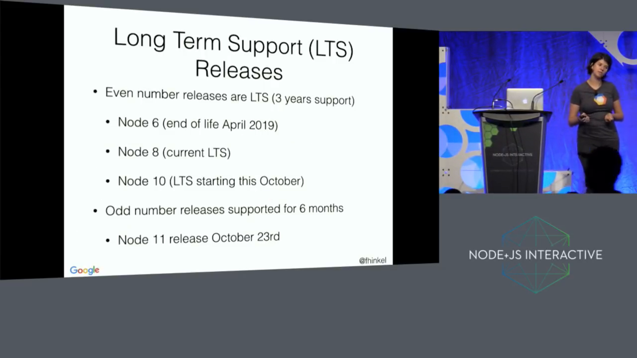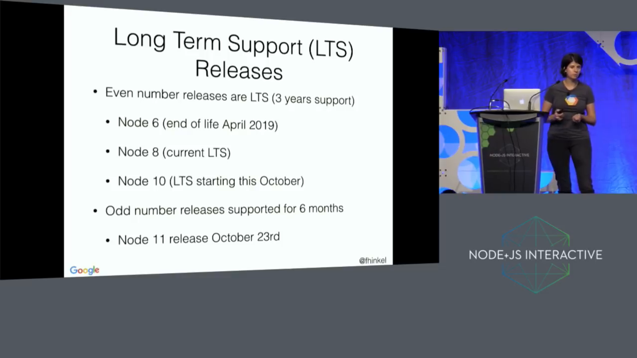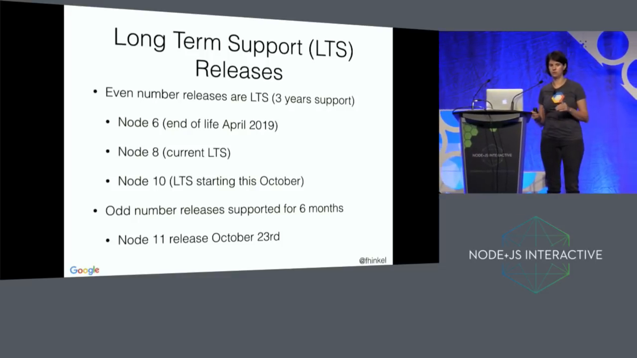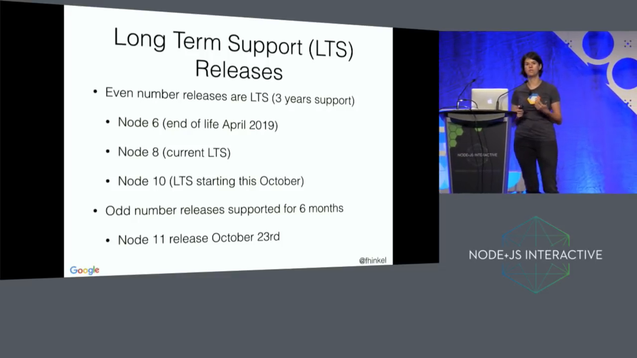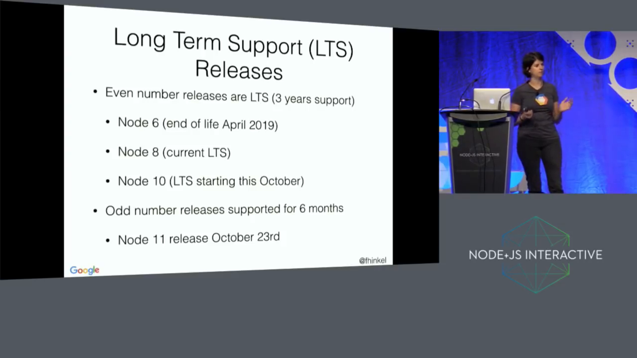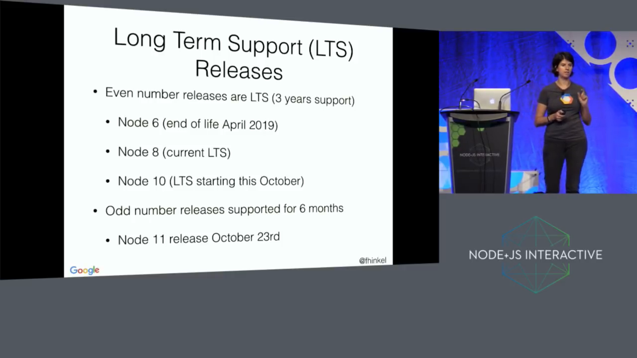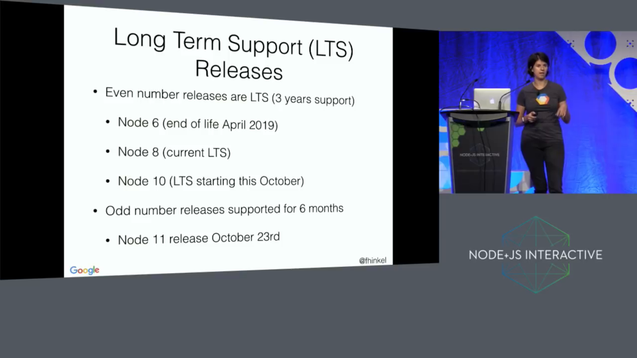Before I talk about the new features, just a little bit about the release schedule of Node.js. We have long-term support releases, LTS. They're supported for 3 years. Usually, our releases are only supported for 6 months, but the LTS releases have 3-year support. And you can tell that something is LTS if the number is even. So Node 6, 8, and 10 are LTS versions. 7, 9, and 11 are regular releases and only have 6 months of support.